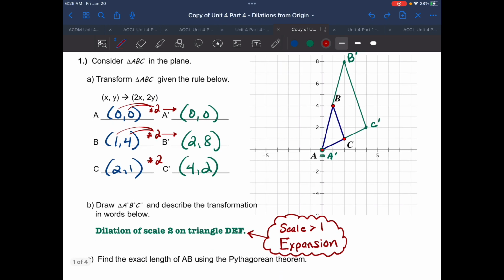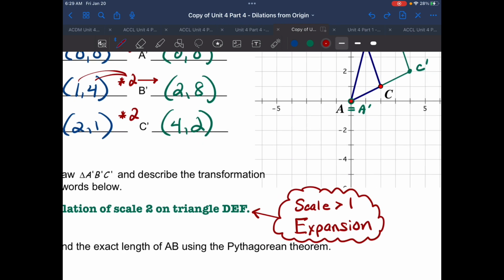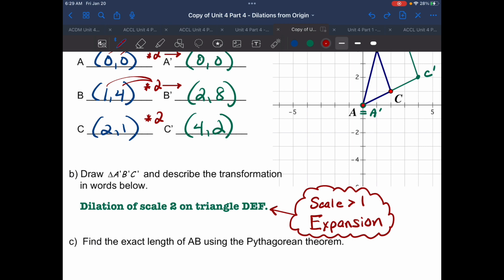All right, so what I want us to get used to is, sure, a dilation changes sizes. However, there's 2 different types of dilations, right? An expansion will make things larger when the scale is greater than 1, right? And there are other examples where we have a contraction. We'll see that in a few minutes.